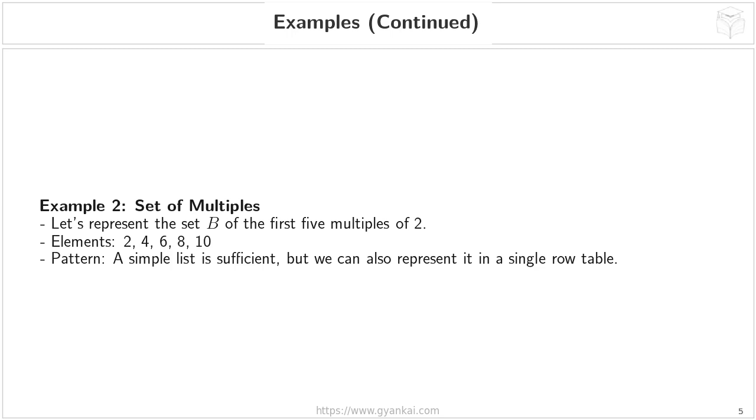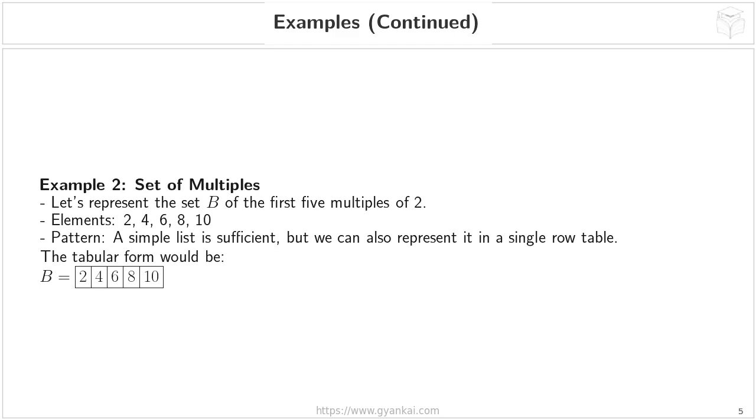While we could represent this in roster form with curly braces, this example shows us how we can also use a single row table. And here it is. B is equal to a table with 1 row and 5 columns. Inside the table, we have the numbers 2, 4, 6, 8, and 10, each in its own column. It's a simple way to visually present this set, even though a list would also work perfectly fine. This demonstrates that tabular form isn't always necessary, but it provides a structured alternative.